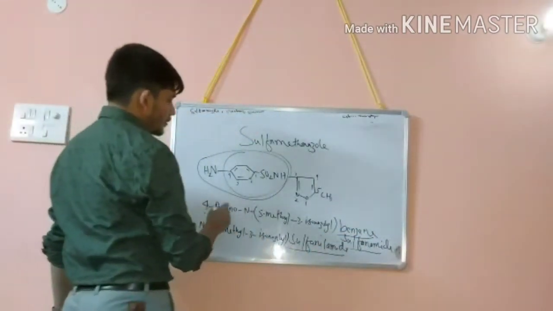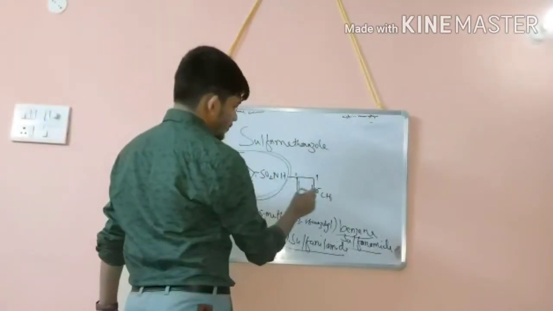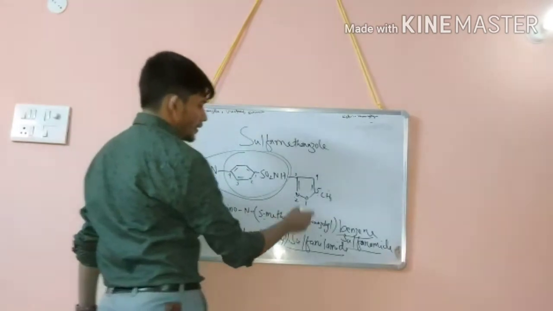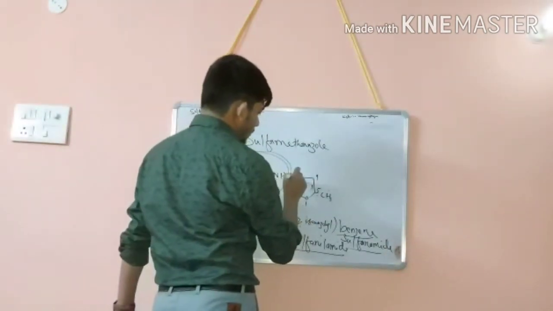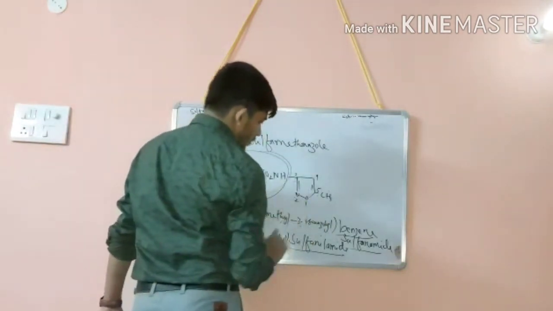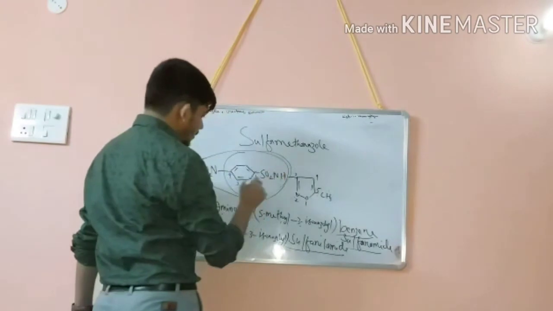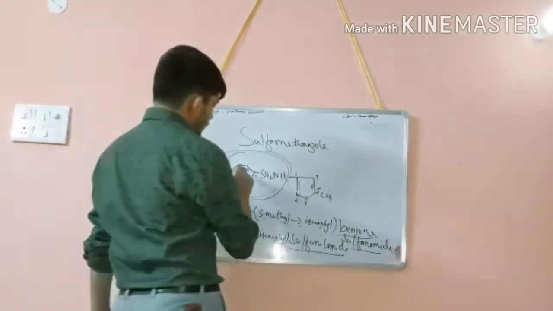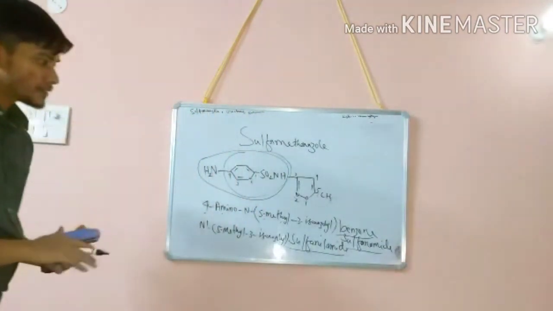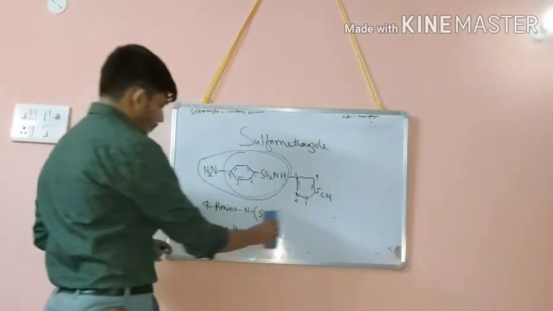So here 4 amino, that is, NH2 is there. Then N 5-methyl, a methyl at the 5 position. 3 isoxazole, at the 3 position some other compound is connected with the isoxazole group. So 3 isoxazole. Then overall we are ending that one with benzene sulfonamide. So this is the IUPAC nomenclature. You can name this structure like this.